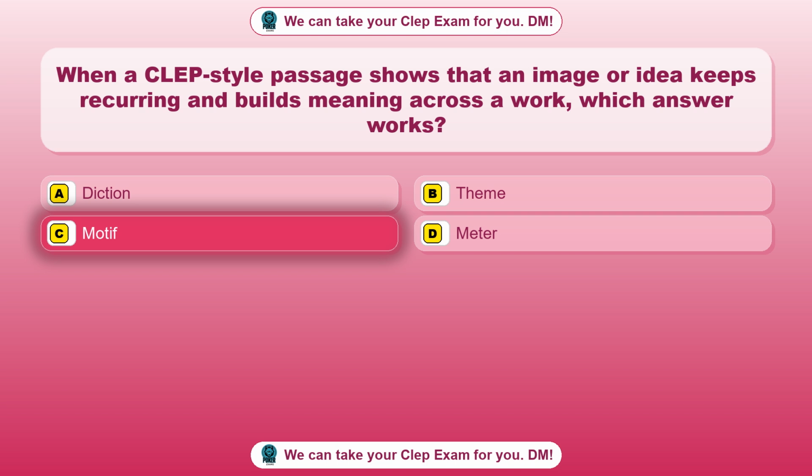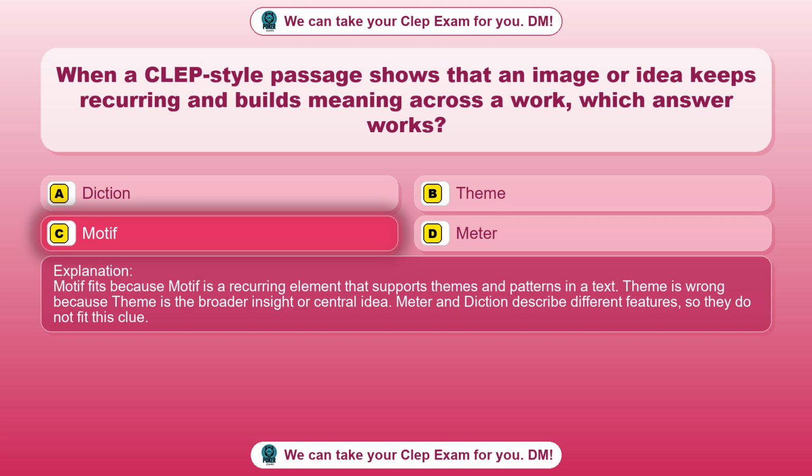Motif. Motif fits because motif is a recurring element that supports themes and patterns in a text. Theme is wrong because theme is the broader insight or central idea. Meter and diction describe different features, so they do not fit this clue.